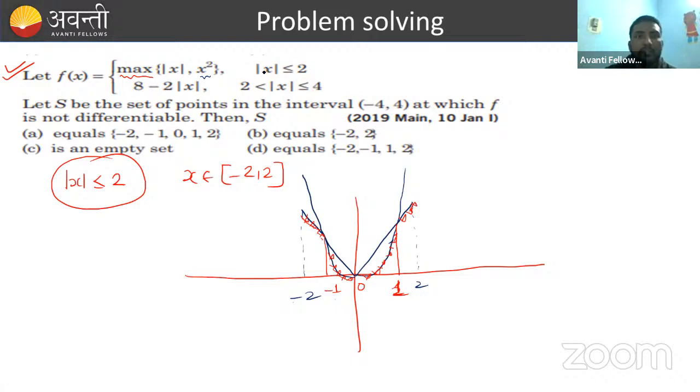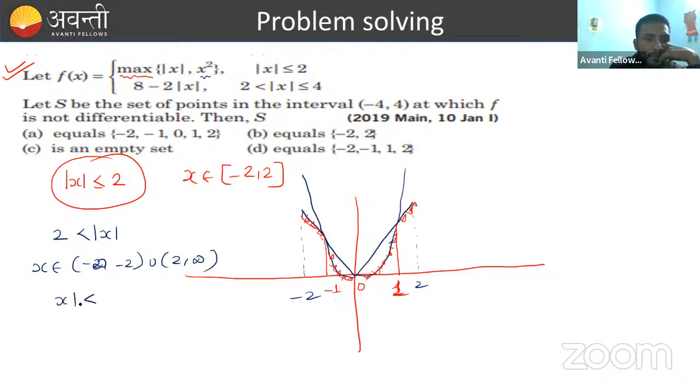Now there is one more thing, that is 2 to 4, mod x is 2 to 4. So first of all, we need to define the graph. If mod x is greater than 2, then what is x? It is minus infinity to minus 2 union 2 to infinity. Okay, first thing is this, right?